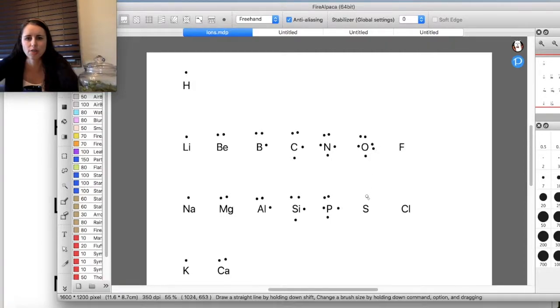Notice I'm still trying to fill these in the correct order that you would for a Bohr-Rutherford diagram. And the last one, the halogens, is going to have 7. They're only one away from being full. Now, I'm sure you're probably wondering why.